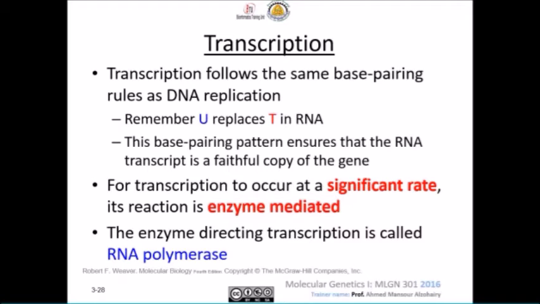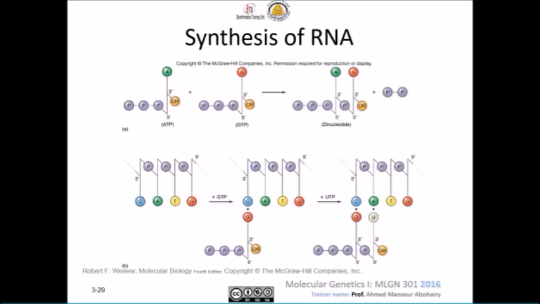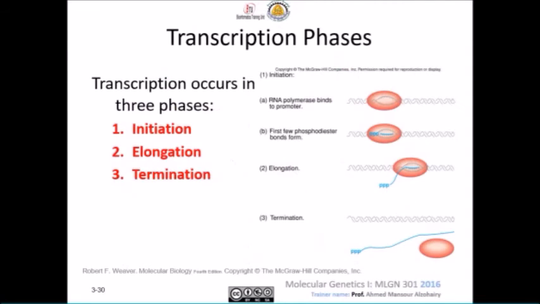For transcription to occur at a significant rate, the reaction is enzyme mediated. This means that it needs an enzyme to let it happen. That's why the enzyme directing transcription is called RNA polymerase. Transcription will not happen without the RNA polymerase attaching to the beginning of the gene. This figure describes how this is built and how transcription could occur to make RNA.